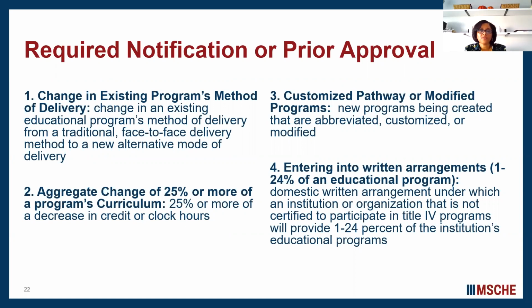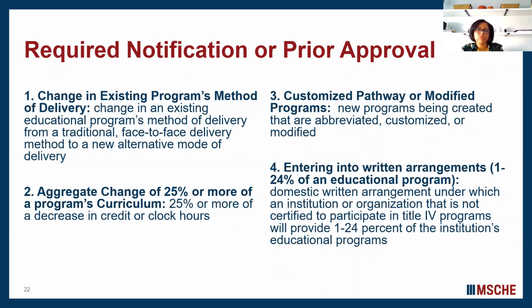Number 2, the focus is on a 25% or more decrease in the clock or credit hours. So if you have, let's say, a Master of Science in Nursing, and then your nursing accreditor changes the curriculum and you need to decrease the credit or clock hours, that would fit in this notification or prior approval requirement. I hope that makes sense. If not, I can elaborate on that.